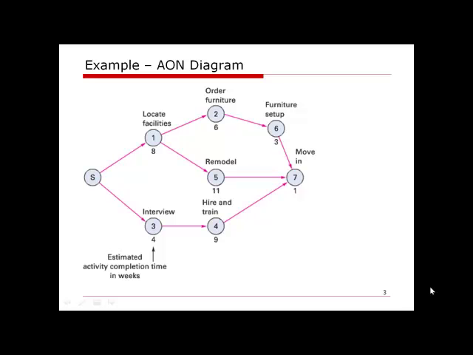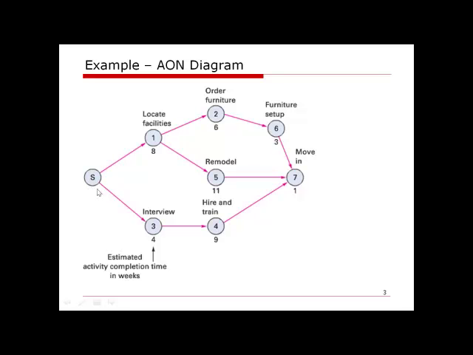Now, given all this information, we can draw the AON diagram to show the process and the relationship of activities in this project. Since it is AON, we put all the activity on the node. So you can see for each of the node, we have the name of the activity. We have also the index of the number of activity, and also we have the estimated activity completion time, which are all given here.